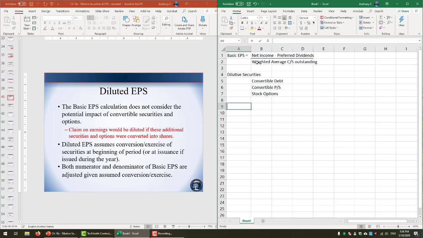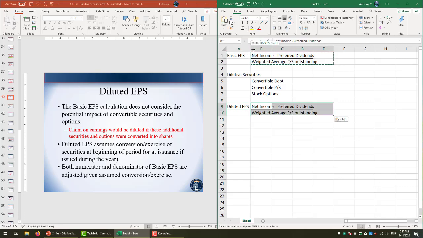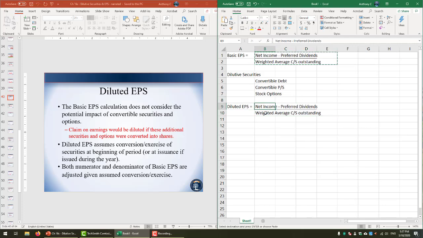So to calculate diluted EPS, we're going to start again with our basic EPS calculation, and then we'll adjust both the numerator and the denominator for the effects of the conversion or exercise. So for all three of these dilutive securities, when they're converted or exercised, it's going to end up increasing the number of common stock outstanding. So we're going to add additional shares to the denominator for diluted EPS.